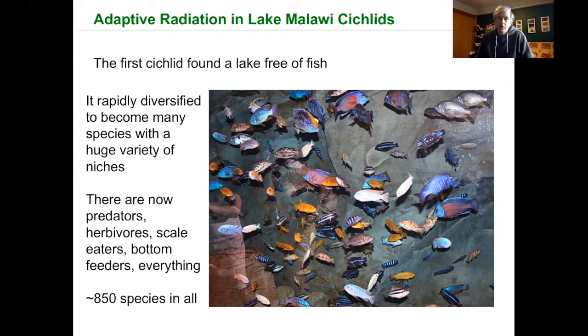So now in the lake today, there are predators, there are herbivores, there are scale-eating specialist cichlids that have their mouth kinked to one side or the other, and they literally bite the scales off other fish. There's also bottom feeders and everything. Now, in the modern day, there's about 850 species of Lake Malawi cichlid, all of which evolved from a single common ancestor due to adaptive radiation.